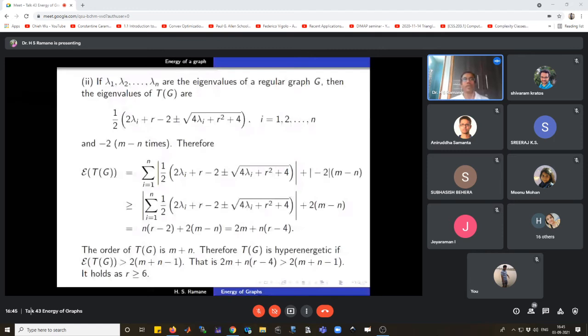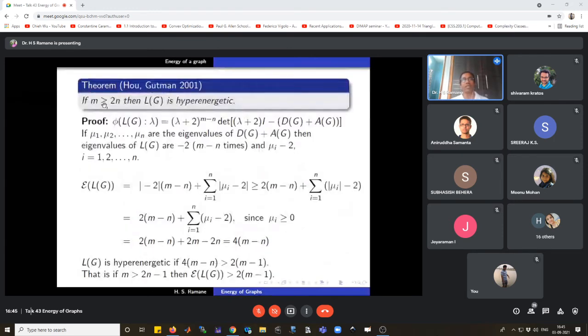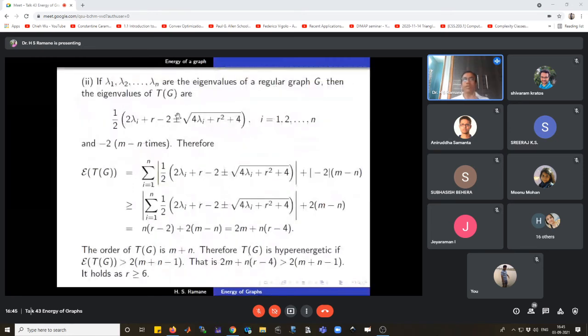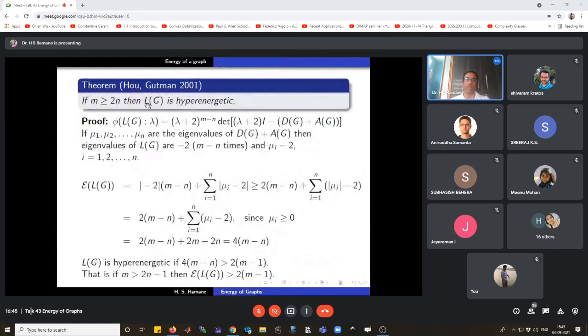Then Gutman and others have shown that L of G is hyperenergetic if m is more than or equal to n. Here it is shown for the regular graph. They have shown it for any graph, provided m is more than 2n.